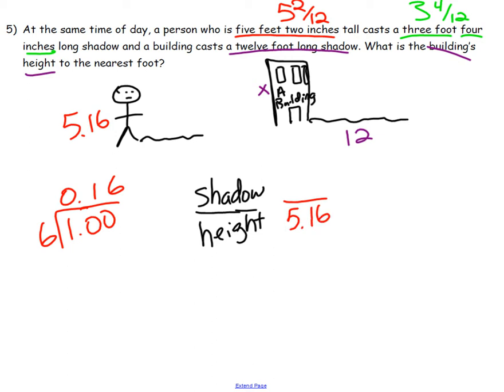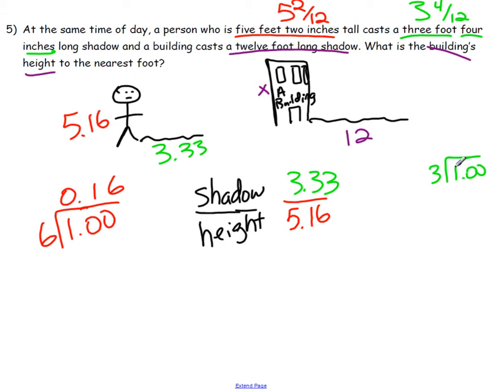How about the shadow? 4/12 simplifies to 1/3. So what's 1/3 as a decimal? Hopefully we know that one. 0.33. So it's going to be 3.33. Okay? So that's the person.